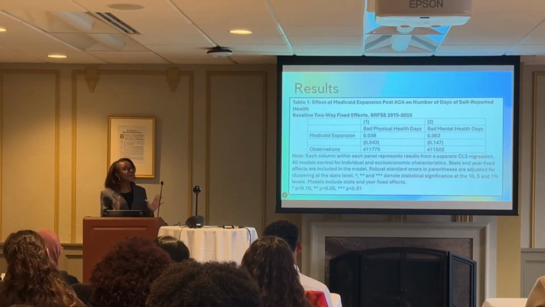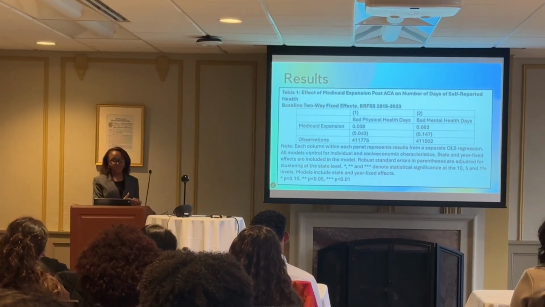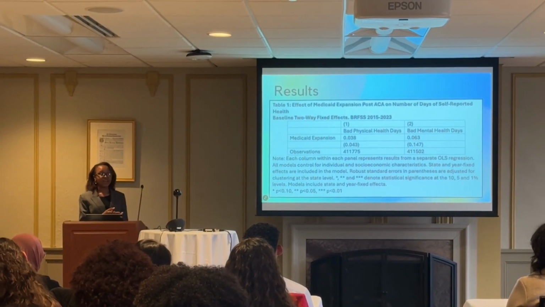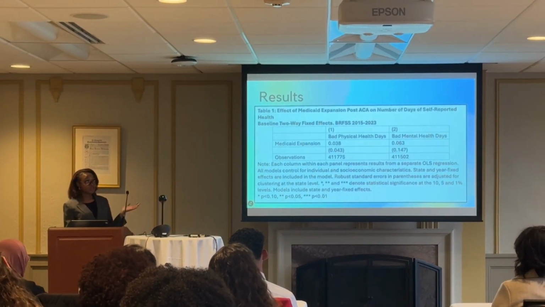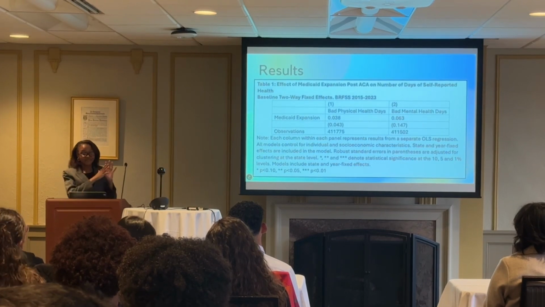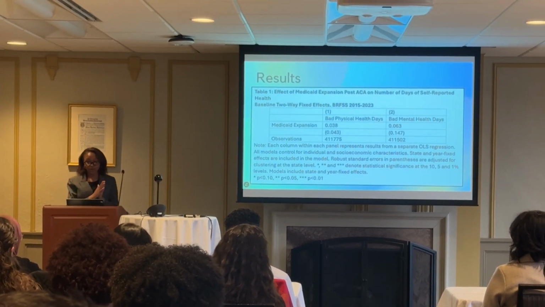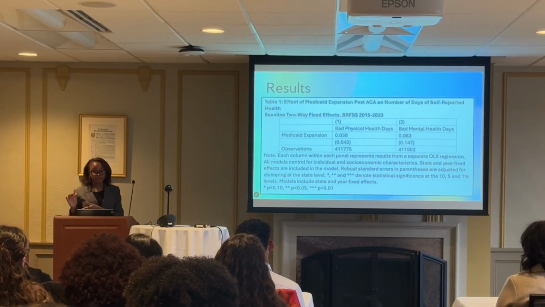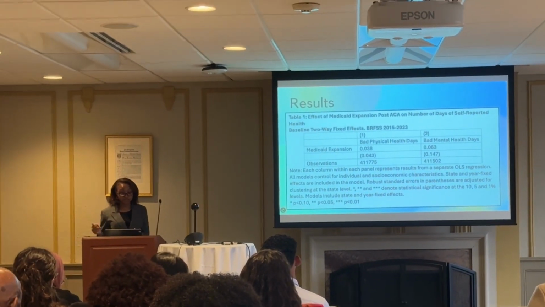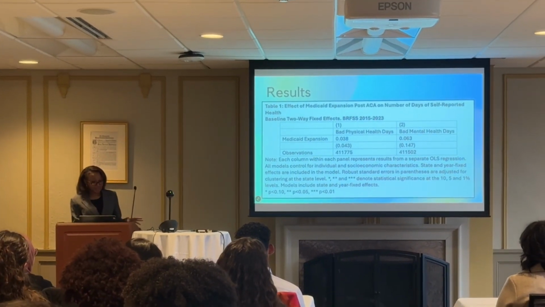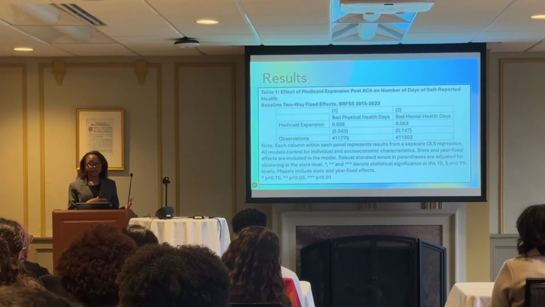And now I'll go into my results. As you can see, we ran the first regressions on the number of days of self-reported bad physical and mental health. To interpret this regression table, in column 1 for bad physical health days, Medicaid expansion increased the number of bad physical health days by 0.038. However, you can see we're getting a positive sign, which is not what our hypothesis predicted.